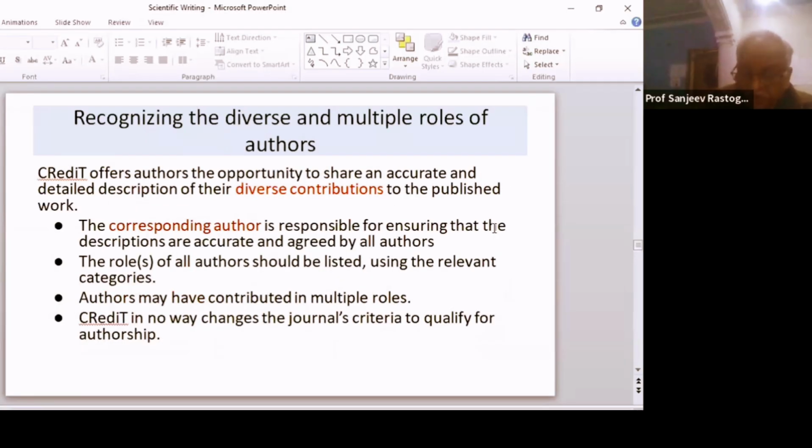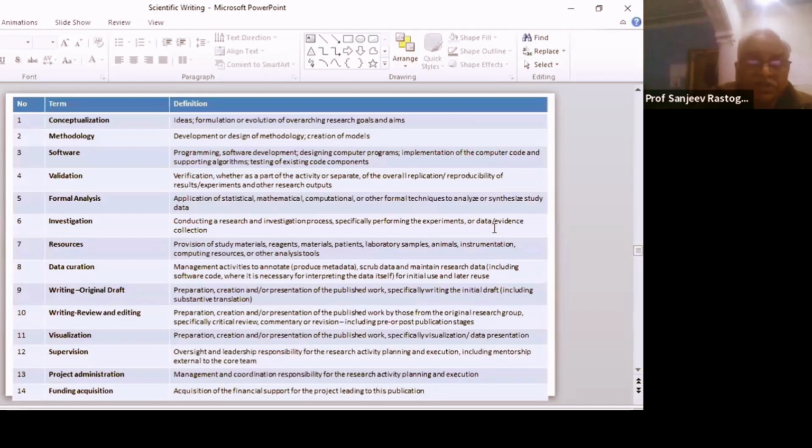with the manuscript. So this is a list of the kinds of jobs which might have been done by the authors in different forms. It starts from conceptualization to methods to software, validation, formal analysis, investigation, resources, data curation, writing the original draft, writing review and editing, visualization, supervision, project administration, and funding acquisition. Any of these can be shared by different authors.